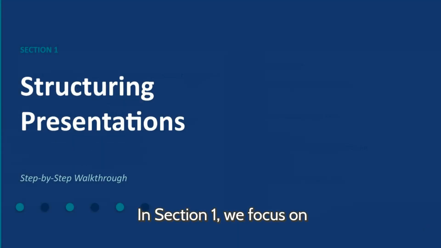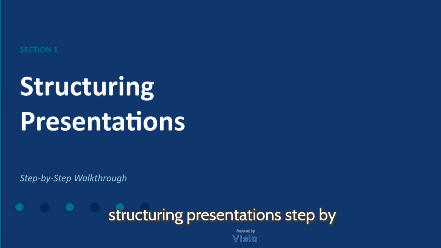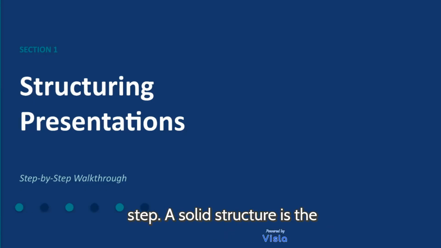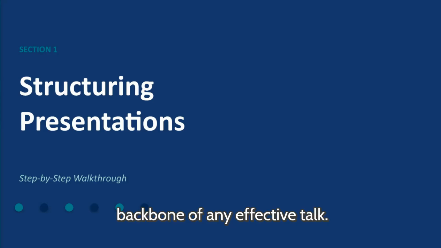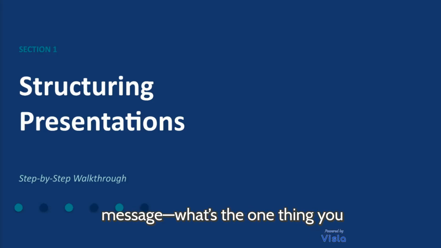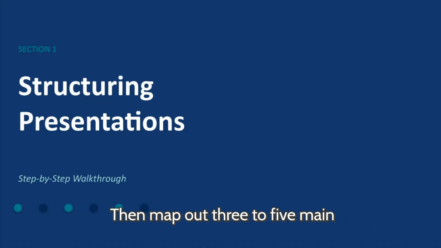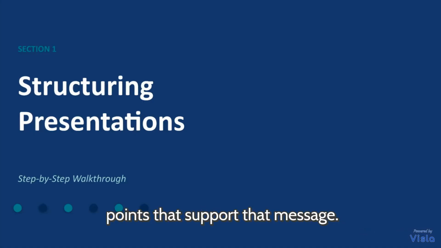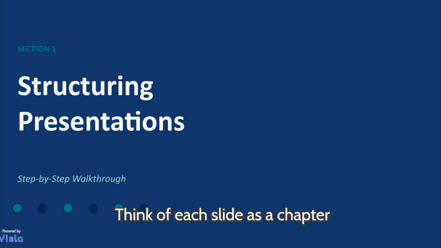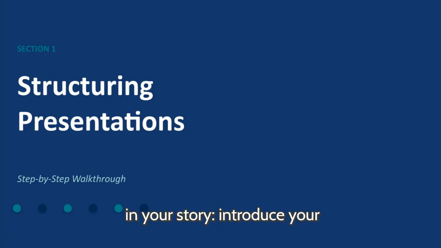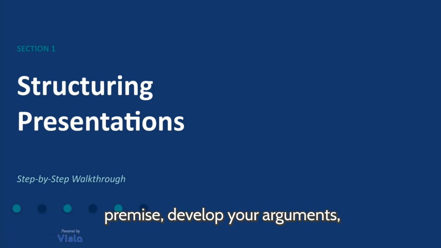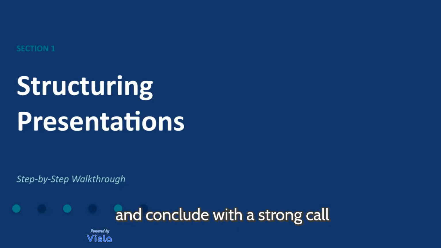In Section 1, we focus on structuring presentations step by step. A solid structure is the backbone of any effective talk. Start by outlining your key message. What's the one thing you want your audience to remember? Then map out 3 to 5 main points that support that message. Think of each slide as a chapter in your story. Introduce your premise, develop your arguments, and conclude with a strong call to action.